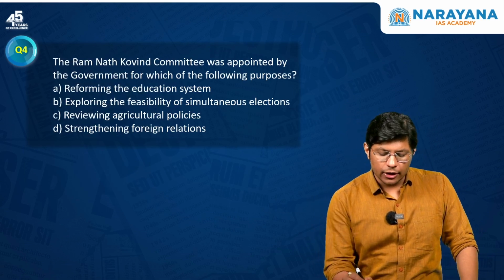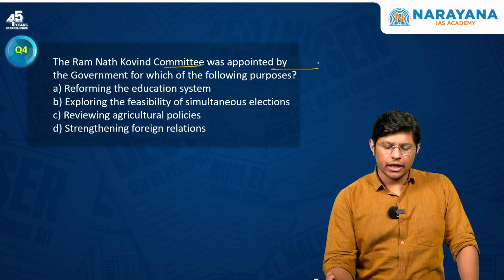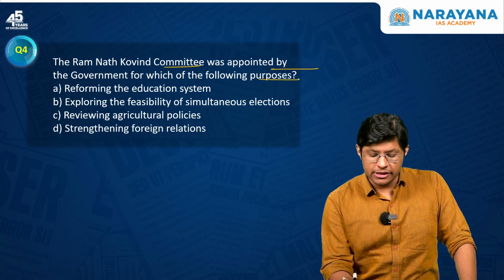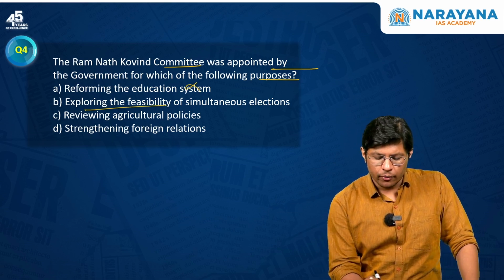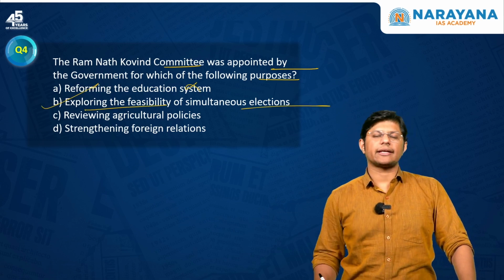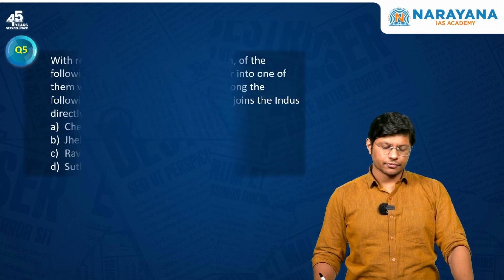4. The Ramnath Kovind committee was appointed by the government for which of the following purposes? Simultaneous election? No. Reforming? Yes. Option B is the correct answer for question number 4.